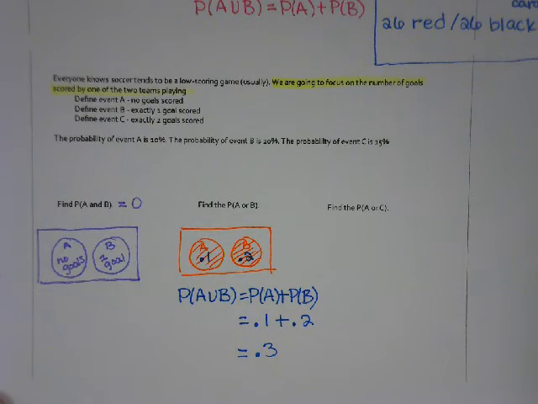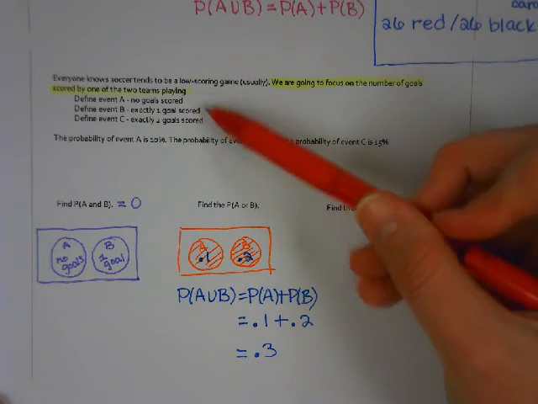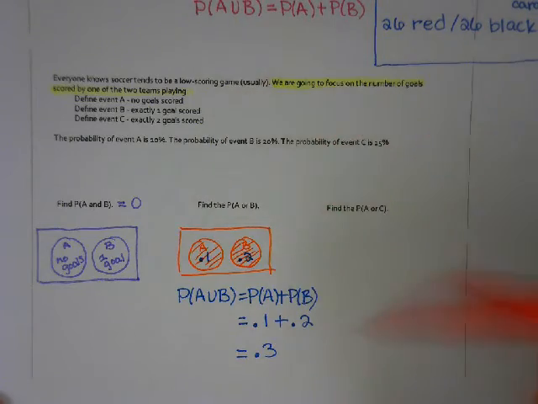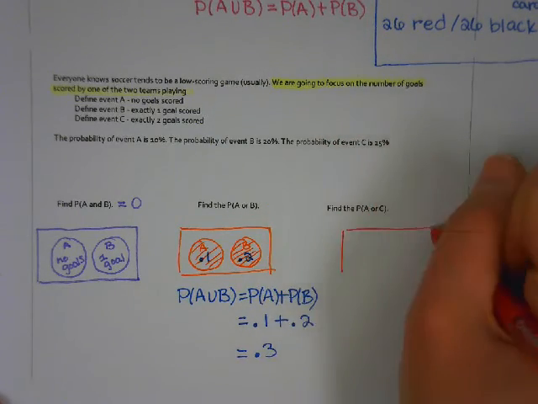And then the last one, the probability of A or C, so no goals are scored or they scored 2 goals. What would be the probability on that one for us?